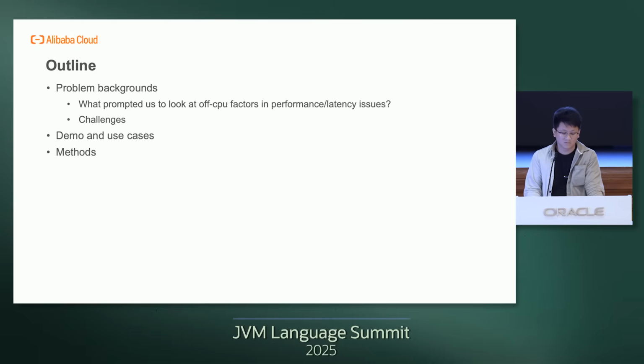Let's get back to the main topic today. This is the outline. I'm going to talk about the background of the problem first, which includes what has prompted us to look into off-CPU factors in performance or latency issues, and what challenges we have identified. Then I'll use a demo to work through our method, and then the method itself.